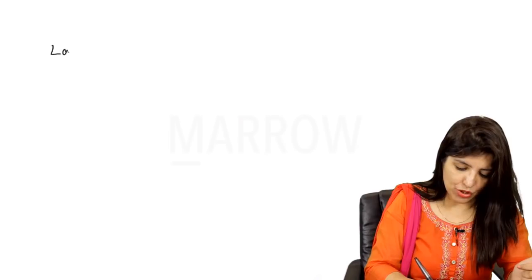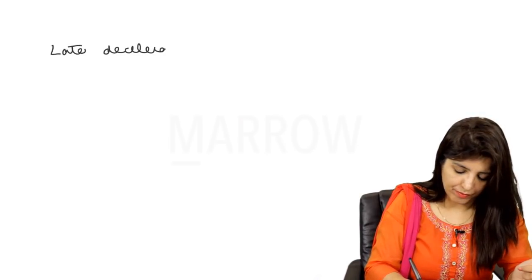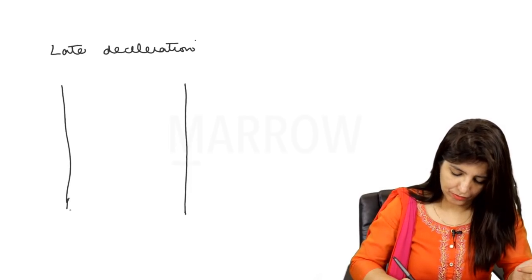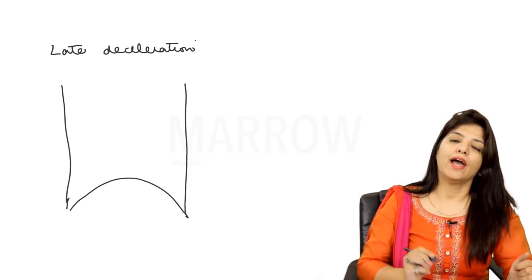Now, as the name suggests, so if this is the uterine contraction, in case of late deceleration, the dip in fetal heart rate will begin late. That means once the contraction begins, the dip will not begin. It will begin somewhere near the mid of the contraction. And when the contraction ends, the dip in fetal heart rate will not end. It will end late also. It begins late and it ends late.